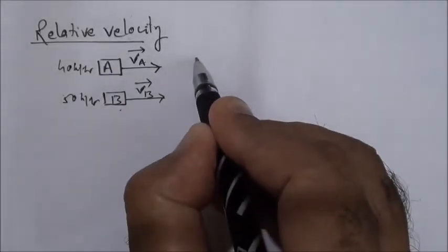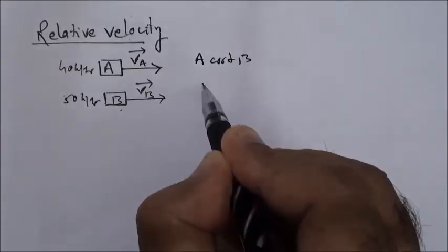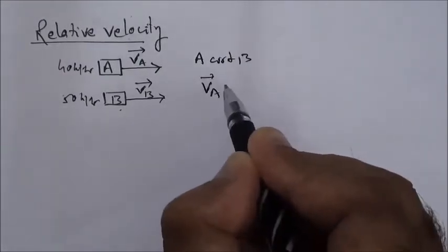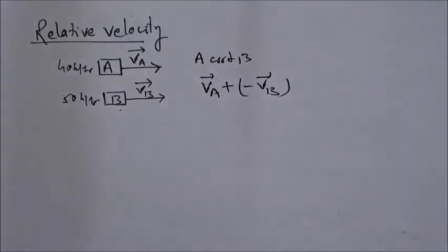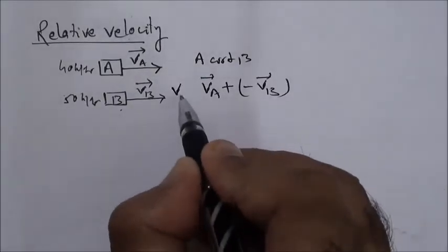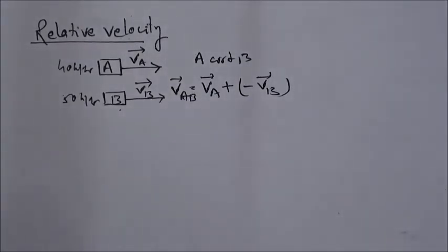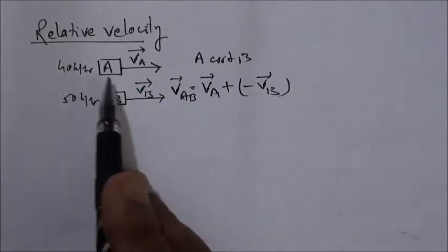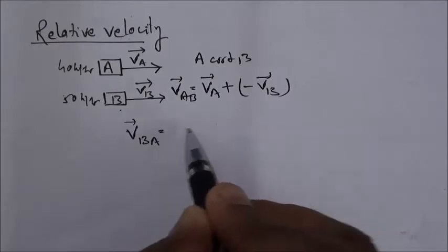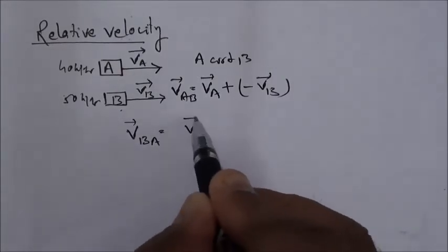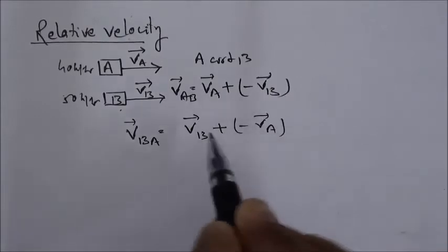So velocity of A with respect to B is actually VA plus minus VB. Velocity of A with respect to B is this. So it appears to move back. If I ask what is the velocity of B with respect to A, then this is VB plus minus VB. So we take the difference.